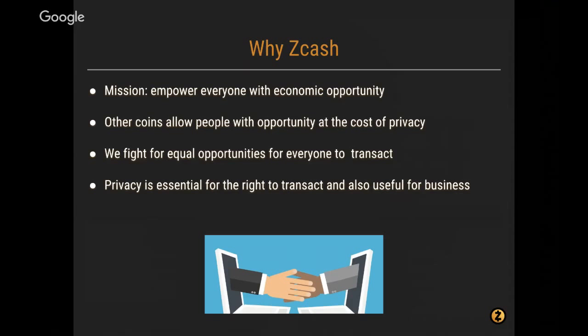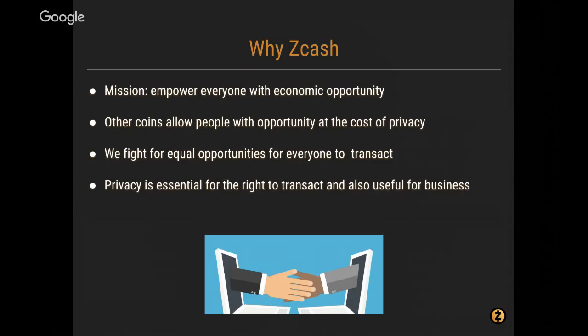Zcash's mission is to empower everyone with economic opportunity. To get everyone to use this currency, we have very high standards and we want to build a coin that everyone would want to use. And everyone includes the vulnerable population who need privacy to safely transact, and regular businesses who want a cryptocurrency that functions as they would expect a currency to.